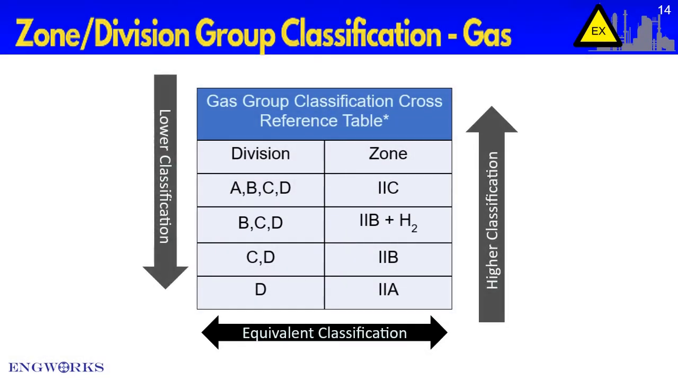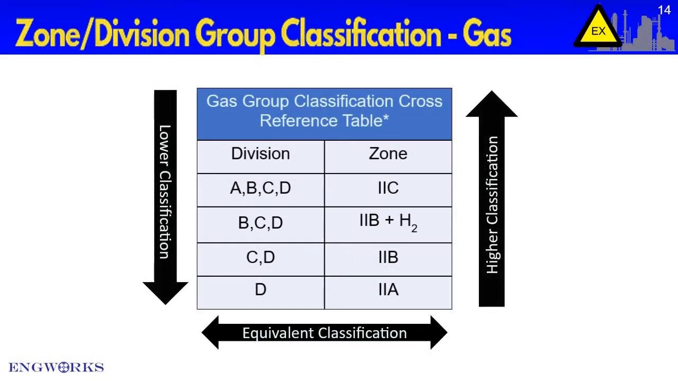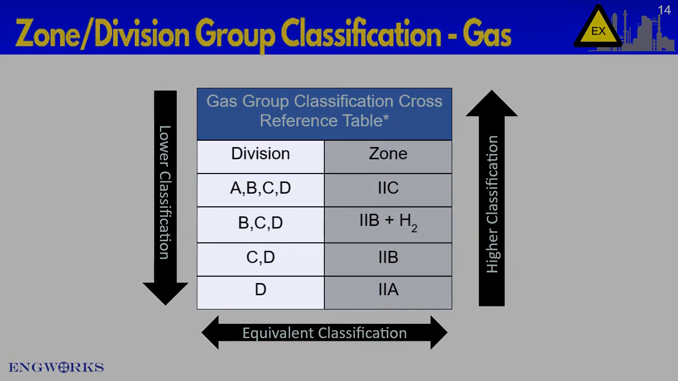Vertically, the groups also have a hierarchy. Group 2C is the most stringent group of classification under the zone system, and a product marked 2C may be used in all group classifications. A division product marked Group D may only be used in classified areas marked Group D or 2A. Notice that under the division system, all applicable group levels are indicated. The zone system does not do this, as there is a hierarchy in the group classification.